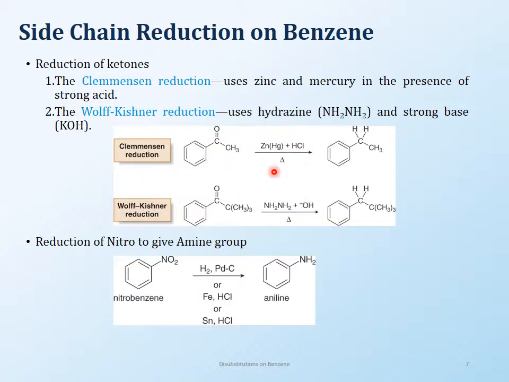And so here is reduction using Clemmensen, and here is a reduction using Wolff-Kishner. In both cases, you would get a CH2, which means that the carbon is completely reduced. Okay, and so this is also a side chain reduction on the benzene ring. All right. The other side chain reaction that can happen for reduction is the reduction of the nitro group. So you can take a nitro group and then you can make an amine out of it, which is NH2. So this reaction is also possible.